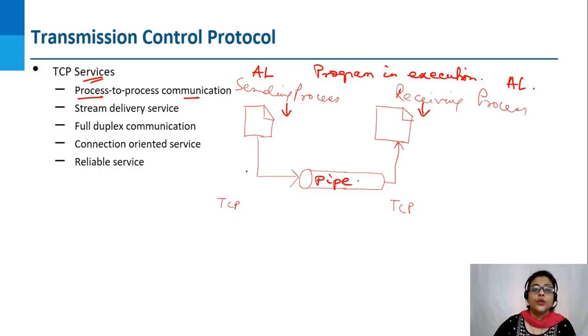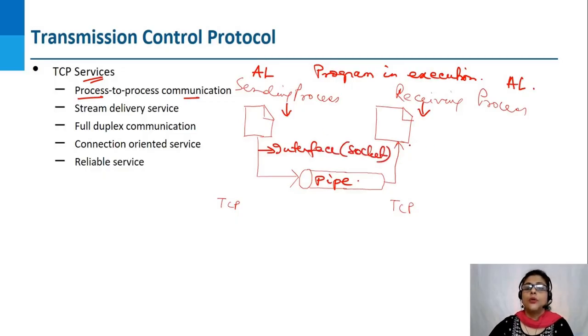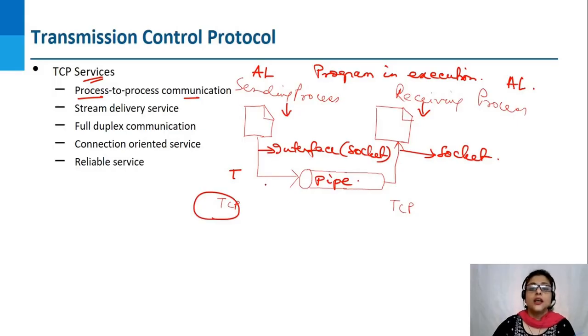They are then moved to the TCP layer through an interface which is known as the socket at both the ends. When it goes to the transport layer, it uses the TCP protocol to pass the data from the sending end to the receiving end. Next is the stream delivery service.